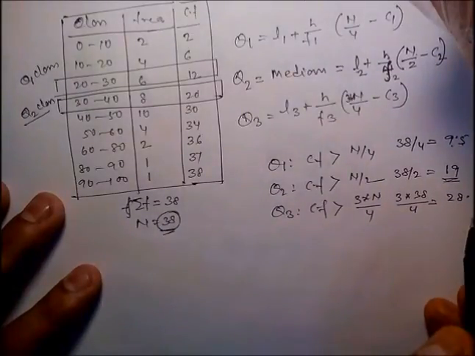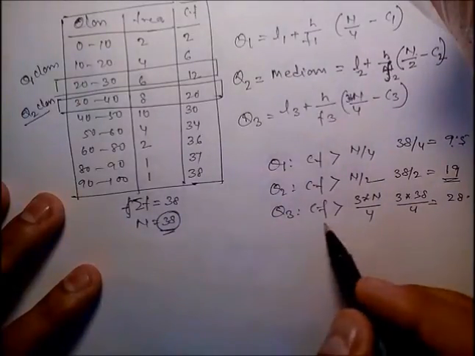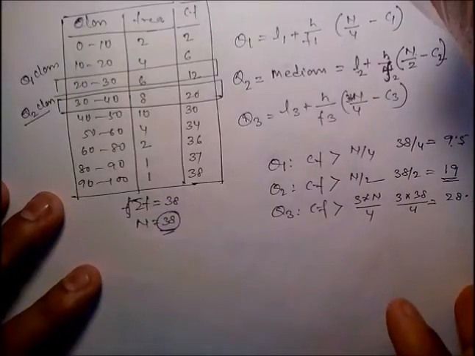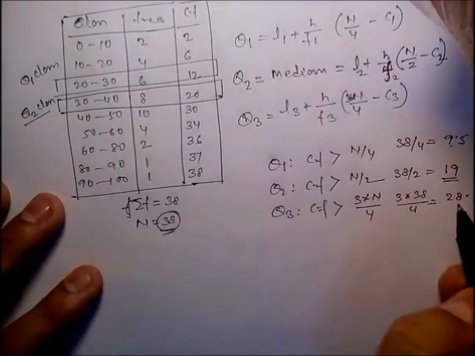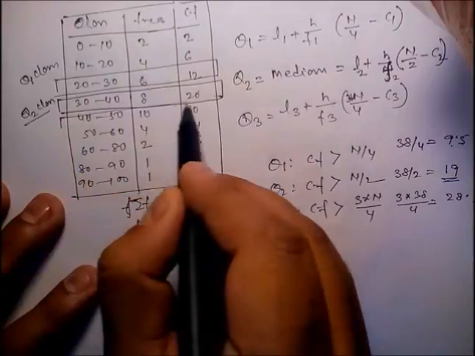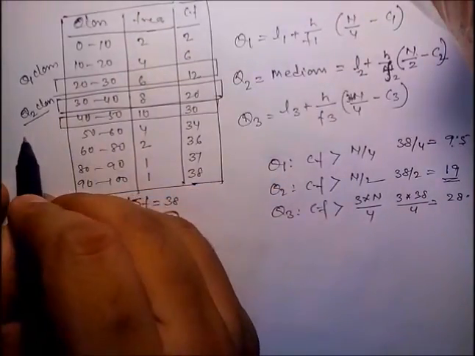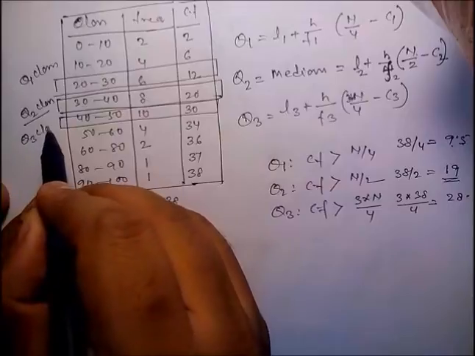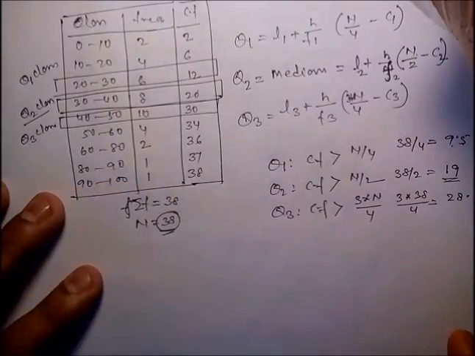Now Q3, it is 28.5. Identify the CF just more than 28.5, which is 30. So Q3 class is this one. This is nothing but our Q3 class. Okay. Now just calculate one by one.